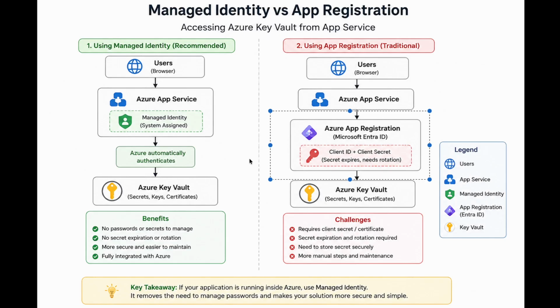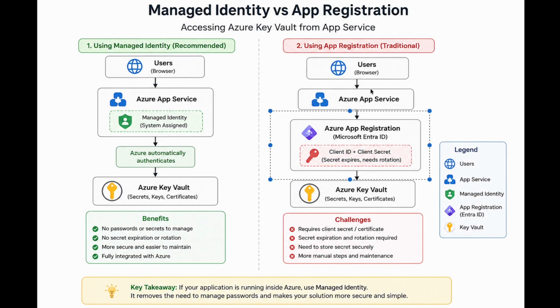So let's do a rewind. In the old way, we have the app service, then the app registration, a manual client secret, which we have to manage, and then the key vault access. But in the new way, we have the app service, then a managed identity, and then the key vault. So let's see the challenges and the benefits.